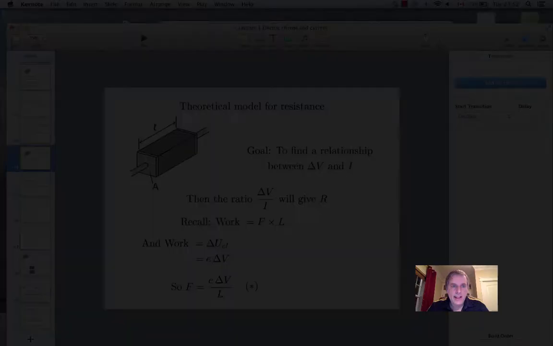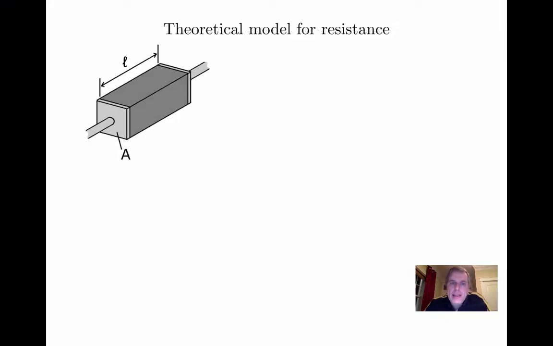Welcome back. So now we're going to get an explicit equation for the resistance of a resistor in terms of various physical properties that we're going to see, including the shape and dimensions of the resistor. So for now, just think of a resistor as being like an object of this shape here.